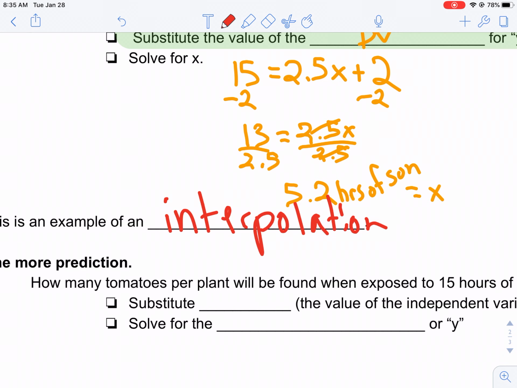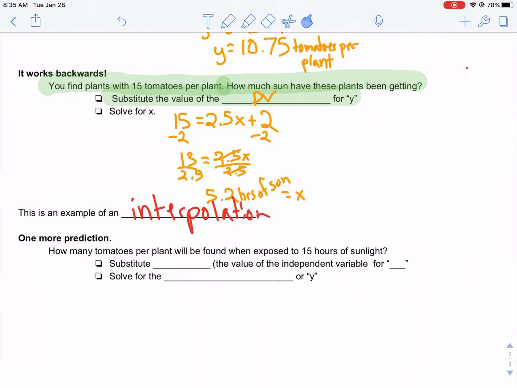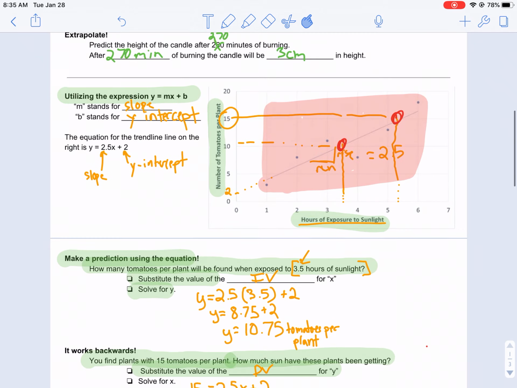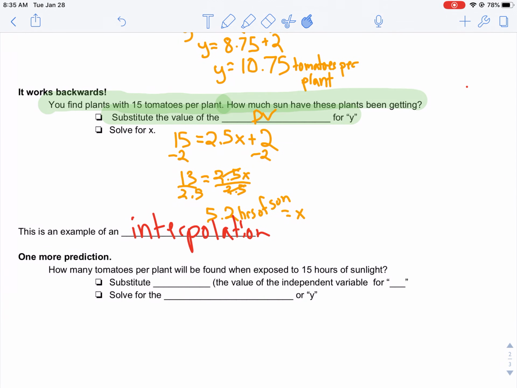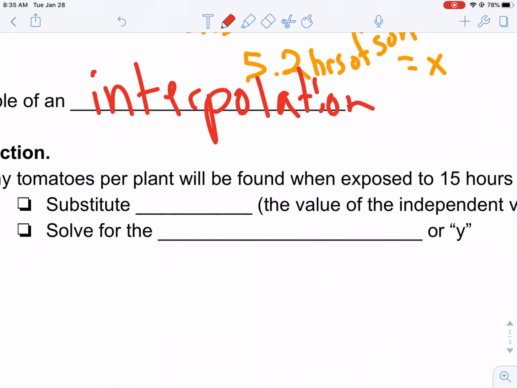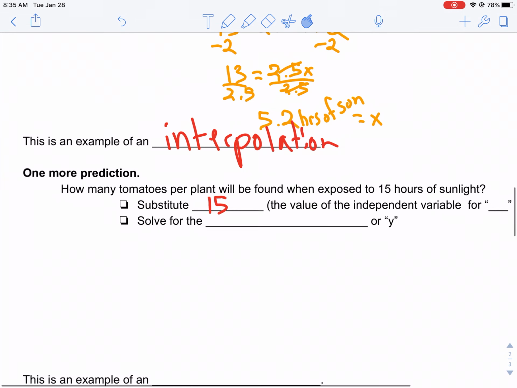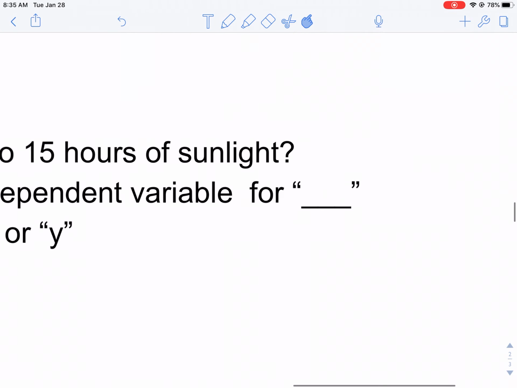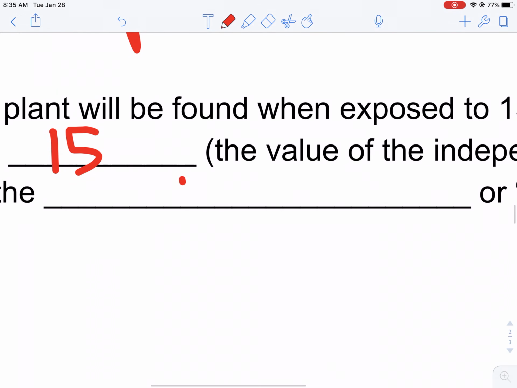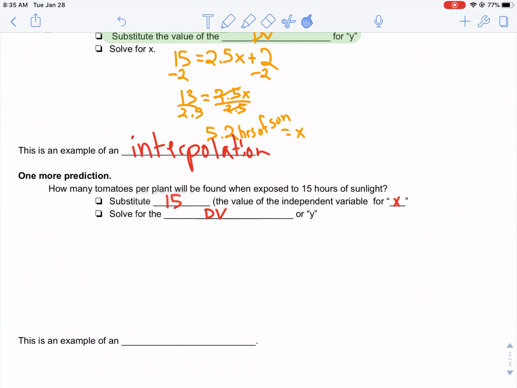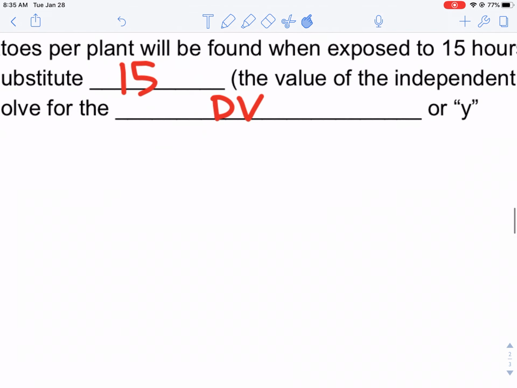Okay, let's just do one example of extrapolation and be done with it. One more. How many tomatoes per plant will be found when exposed to 15 hours of sunlight? So now our graph doesn't even go up to 15, it goes up to 7, but we want to substitute 15 hours of sunlight, the value of the independent variable, for x in our equation. So solve for the dependent variable, or y. Okay, so easy peasy lemon squeezy.